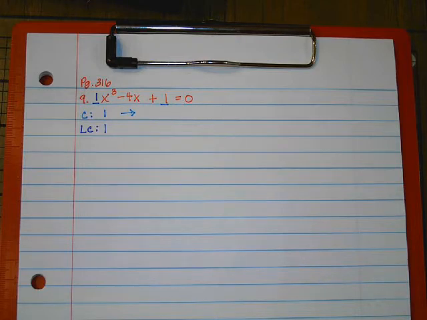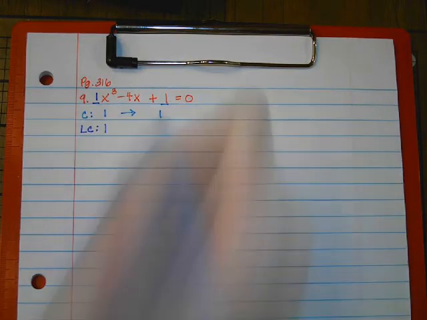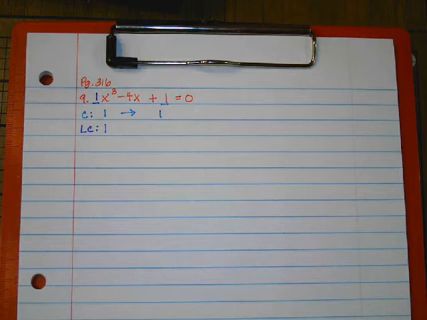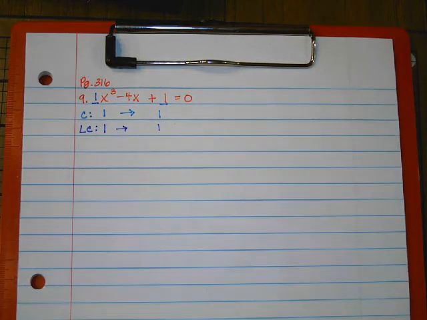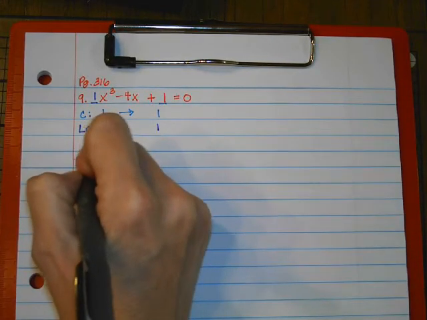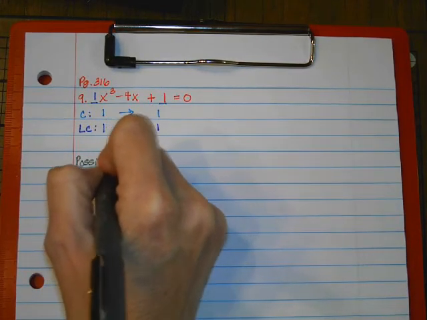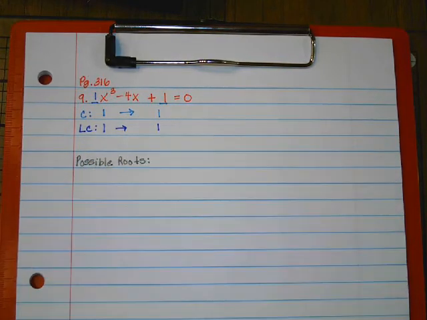Since the only way we can get 1 is 1 times 1, and 1 repeats itself, we only list the factor 1 time. So with that being said, it means that the factors of the leading coefficient would also be 1 because they were the same number. Alright, so next thing I want you to write is right below, you're going to write possible roots. So possible roots.